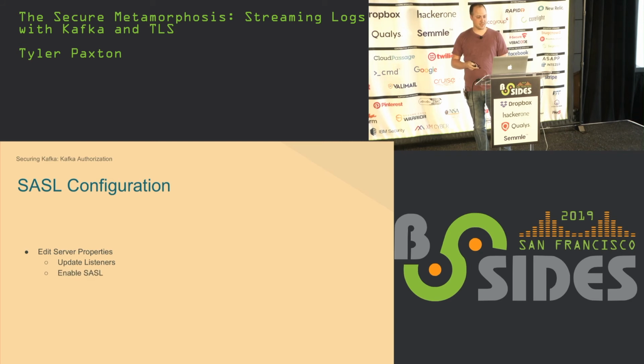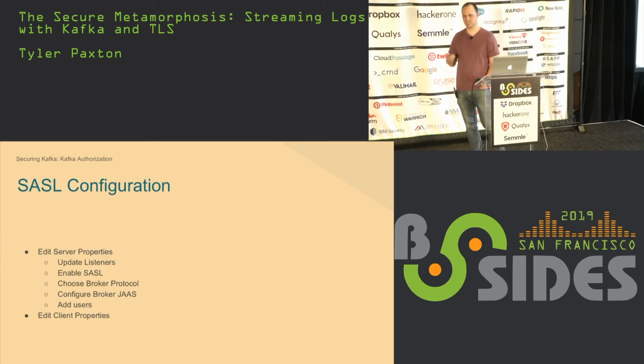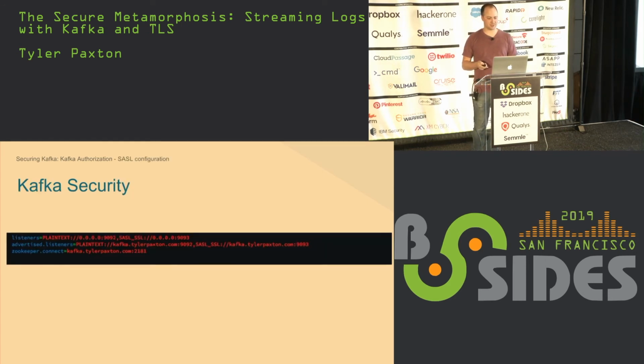For that, we're going to have to update our listeners. We're going to have to enable SASL and then choose the broker protocol, and then configure the Java Authentication and Authorization Service, and then add users to that. And on the client, we're just going to need to change the client properties to include the username and password.